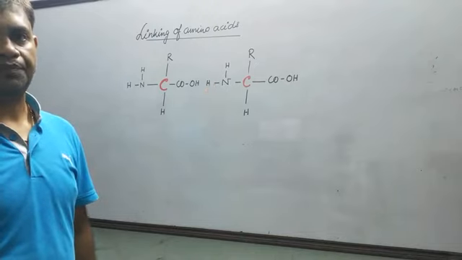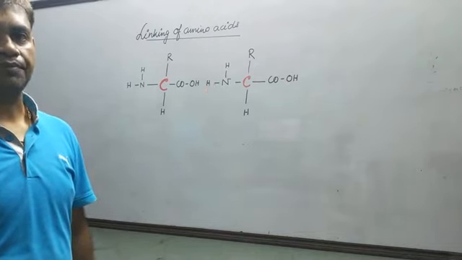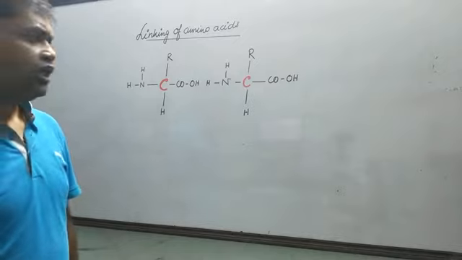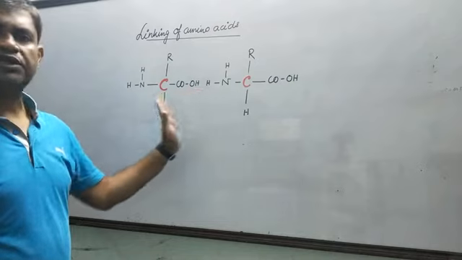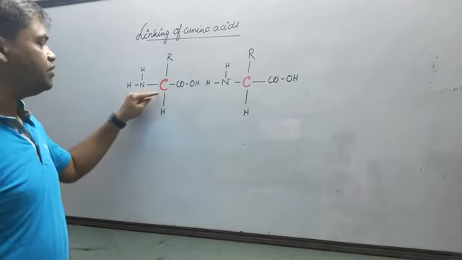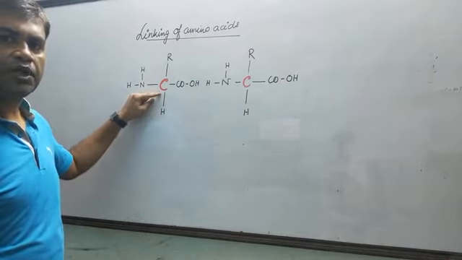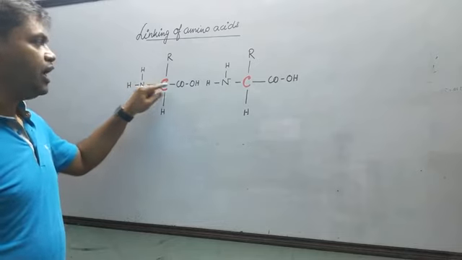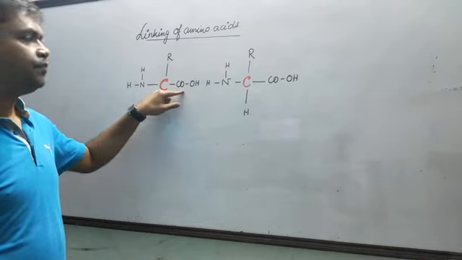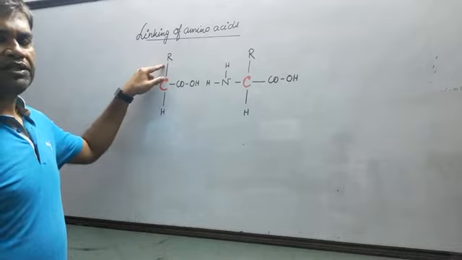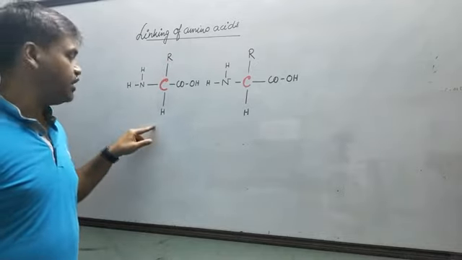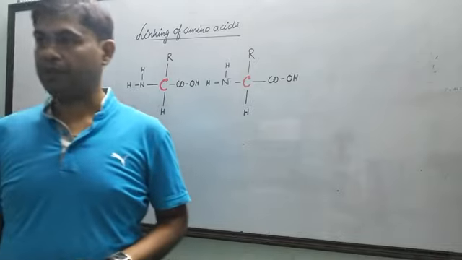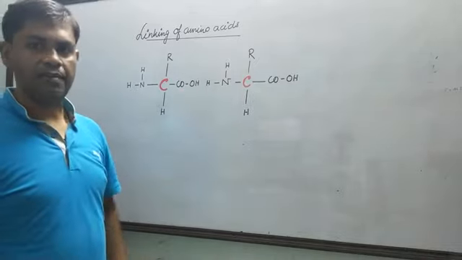But how do amino acids get joined? This is nothing complicated. I have drawn two adjacent amino acids. Every amino acid has a centrally located carbon atom called the alpha carbon atom. On one side there will be the carboxyl group, on one side the side chain or the radical, on one side the NH2, and on one side the hydrogen. Same here in that amino acid also.